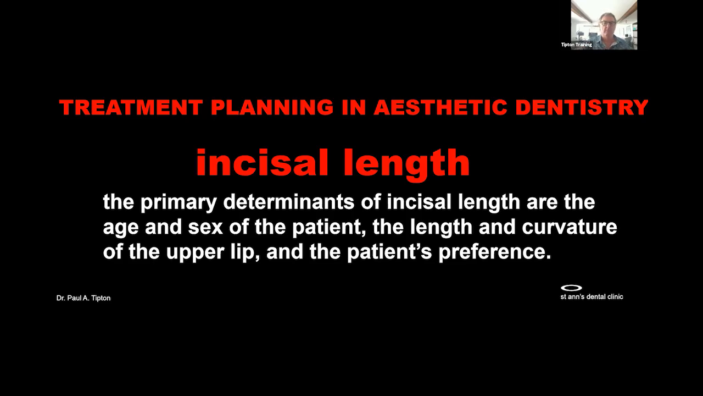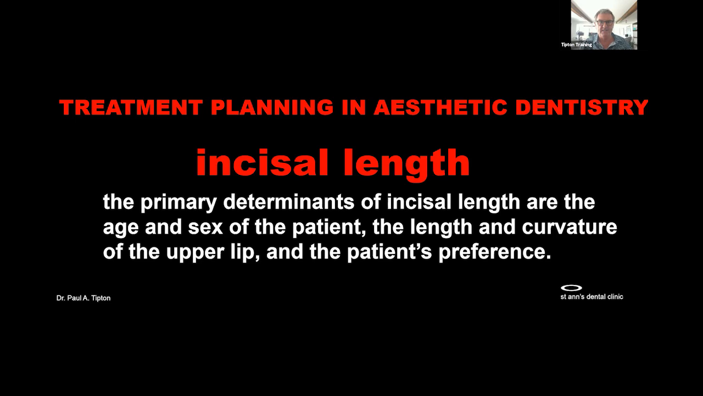Another part of this incisal length is the length and curvature of the upper lip. So if we have a short upper lip, we have a lip with a lot of curvature, we show a lot of vermilion border, then that tends to make the tooth look longer.